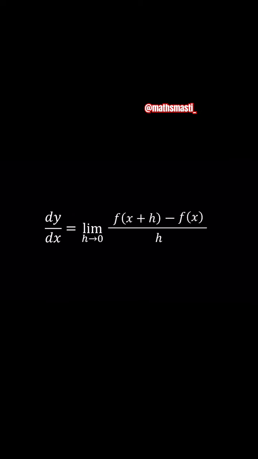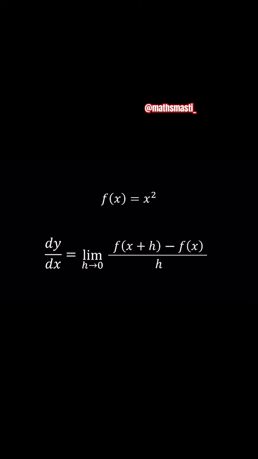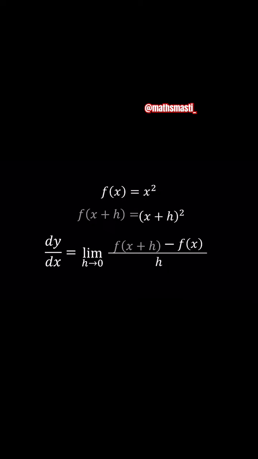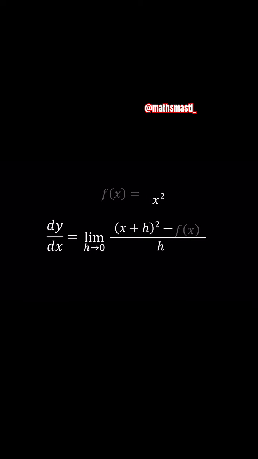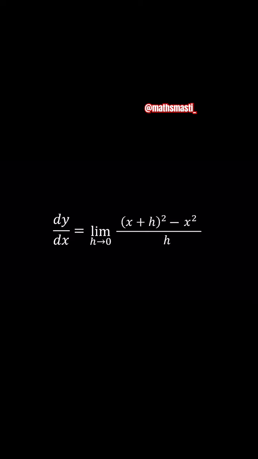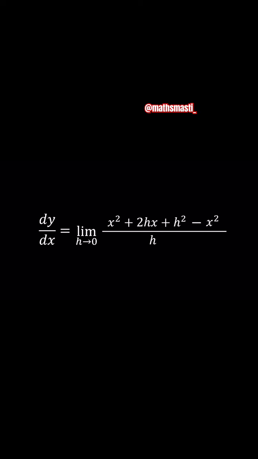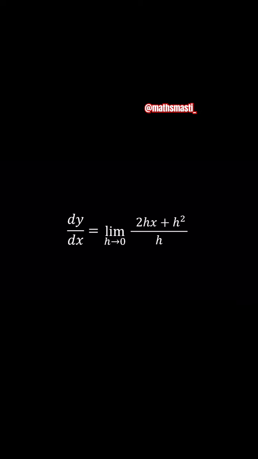For example, let's differentiate f of x equals x squared from first principles. Start with the formula. Substitute f of x plus h as x plus h squared. For f of x equals x squared, the formula becomes x plus h squared minus x squared, all divided by h. Expand the numerator to get x squared plus 2xh plus h squared minus x squared. Cancel out the x squared terms. Simplify by dividing each term by h. Finally, take the limit as h tends to 0, which gives 2x. So the derivative of x squared is 2x.